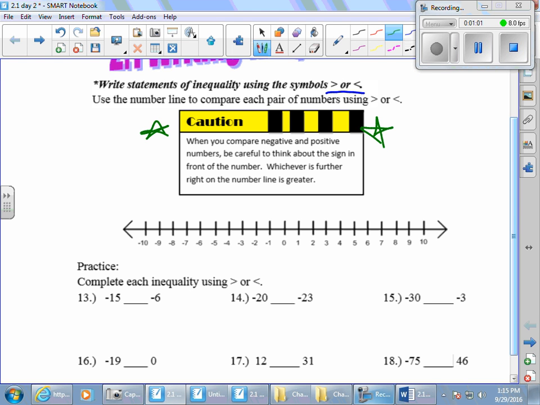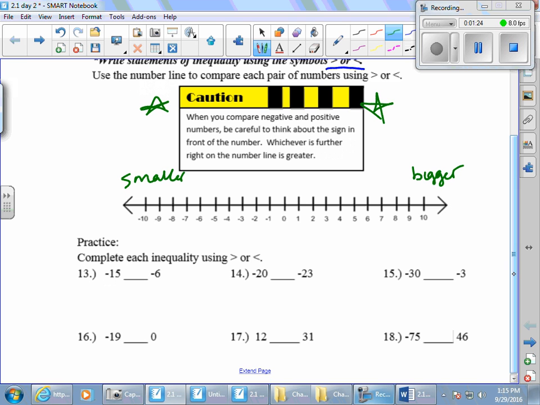When you compare negative and positive numbers, so when there are two different kinds of numbers, you want to really think about the sign in front of the number, and then whichever is furthest to the right on the number line. So these are bigger, and these are smaller. The ones that are further to the right are bigger, so you're identifying which one is bigger, okay? Easy to tell when it's positive or negative. A positive is always going to be bigger than a negative. But the tricky part is when you're comparing two negatives.